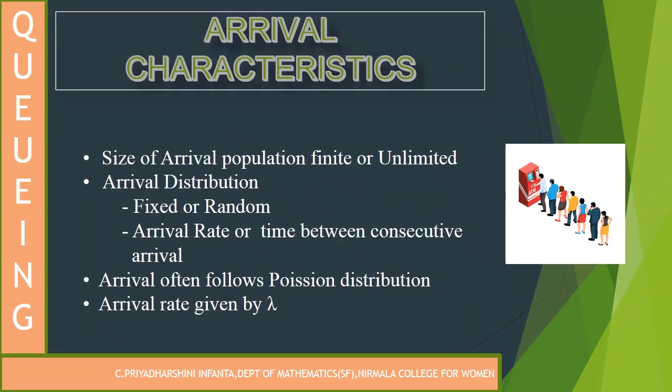The arrival characteristic, in which the size of the arrival population can be either finite or unlimited. The distribution, in which the size can be fixed or random. The arrival rate is the rate between two consecutive arrivals or individual arrival. The arrival always follows a Poisson distribution and it is denoted by the letter lambda.